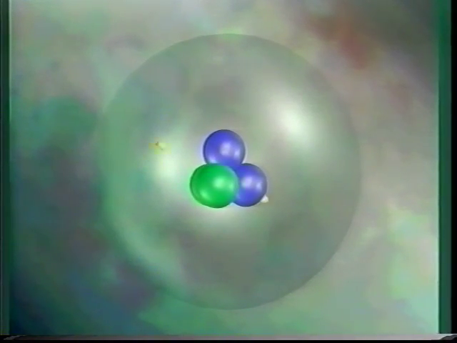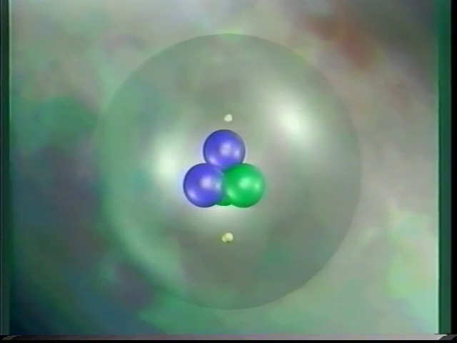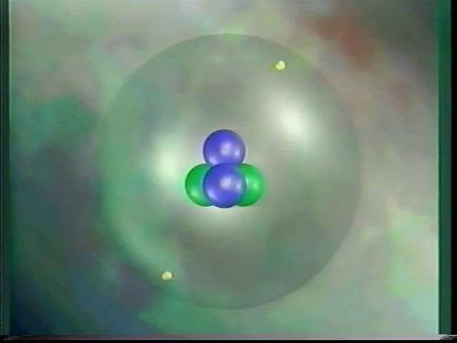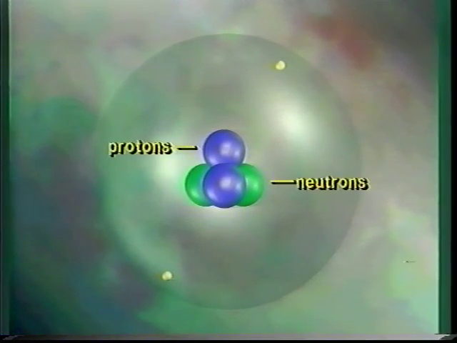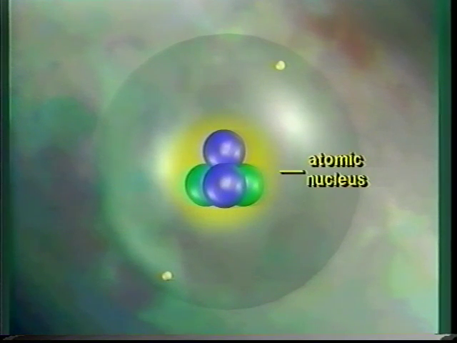All matter, whether it is living or not, is made up of atoms. All atoms, in turn, are comprised of just three kinds of particles: protons, neutrons, and electrons. Protons and neutrons are found in the atomic nucleus. Electrons are found outside the nucleus.